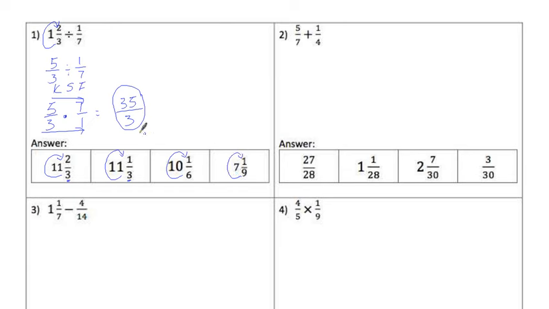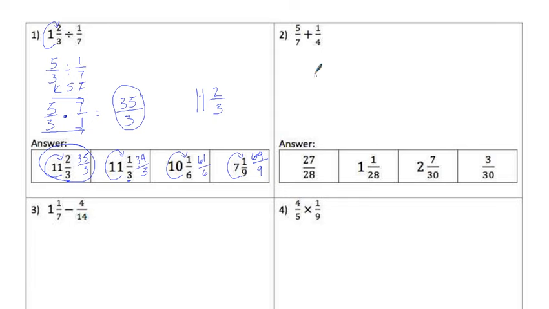Or you could even think in your head, how many times does 3 go into 35? It would be 11 times. Denominator stays 3. 3 times 11 is 33, plus 2 more gets me to 35. So this one right here matches 35 over 3. If I do the magic C, 3 times 11 plus 2 gives me 35. So that's the answer. This one would be 34 over 3, which is not what we're looking for. This one would be 61 over 6. And this one would be 64 over 9. So that one doesn't match.